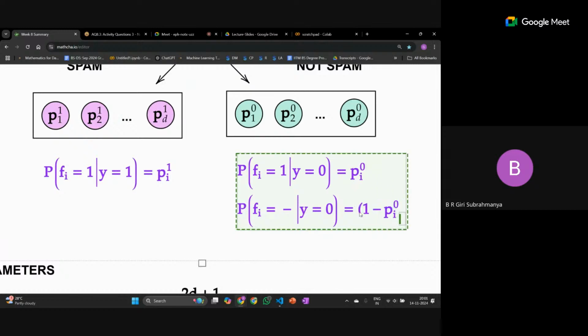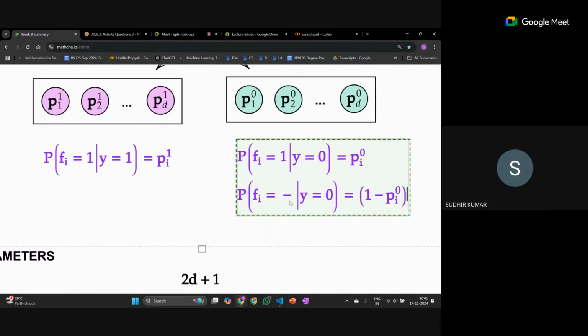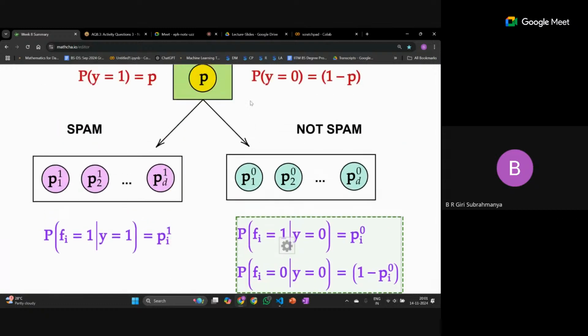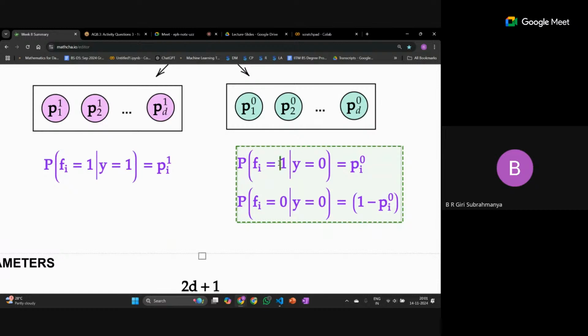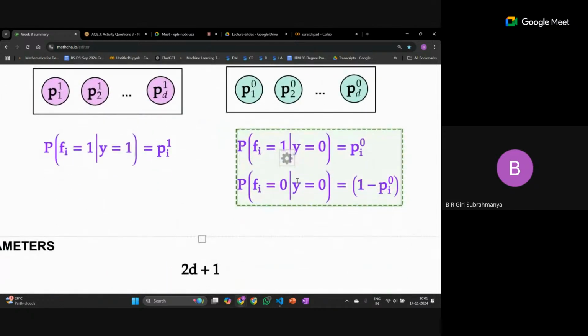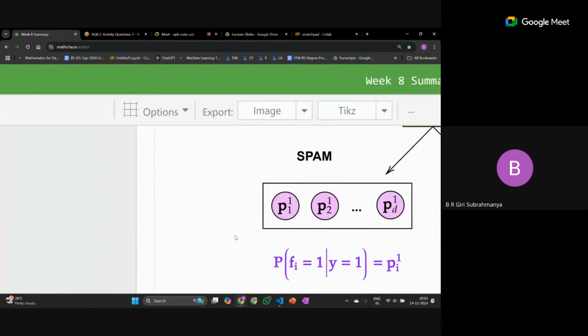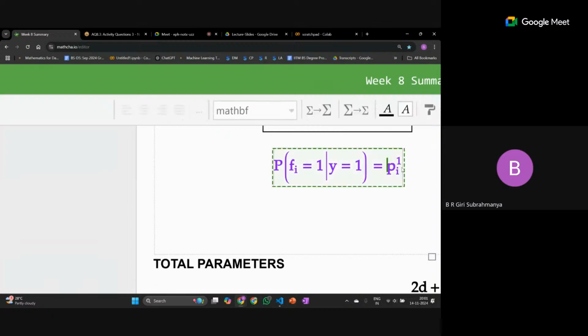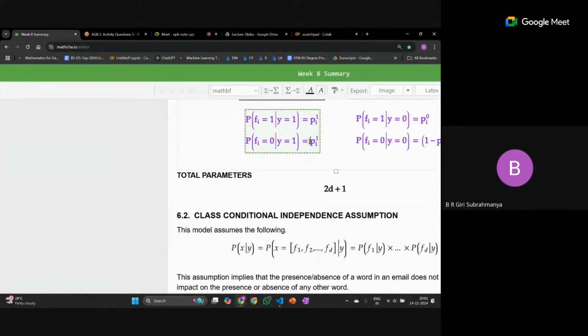Here we are finding whether that word is there or not, for that feature. So this coin is deciding whether the mail is spam or not. If it is spam, what is the probability that this word will be there? And what's the probability that this word will not be there? I mean, not spam. And same thing here. So this one will be 0 here. That is going to be 1 minus this one.